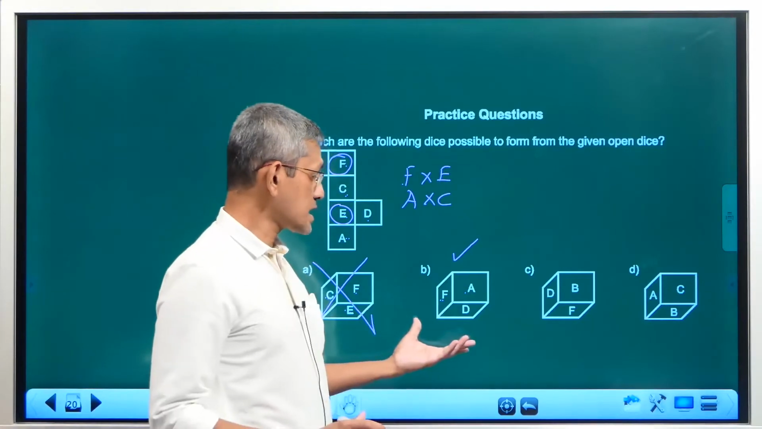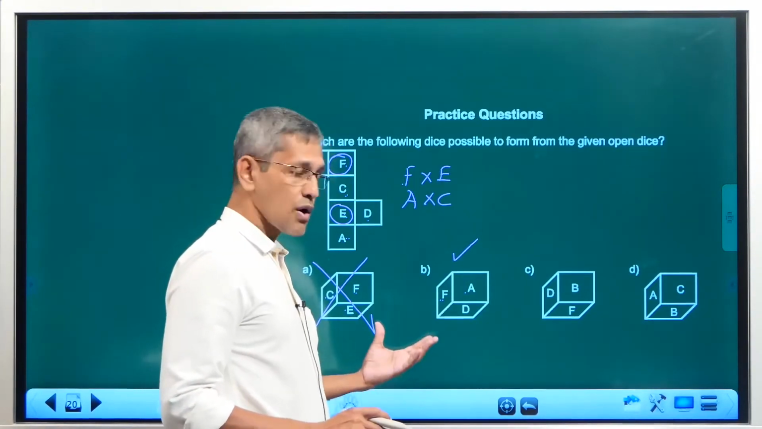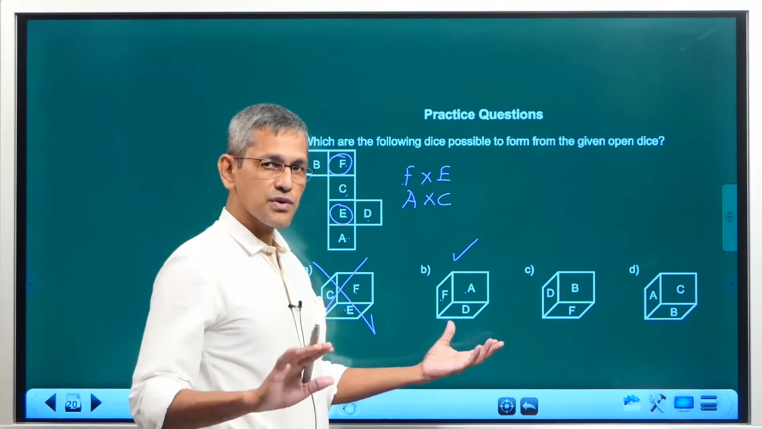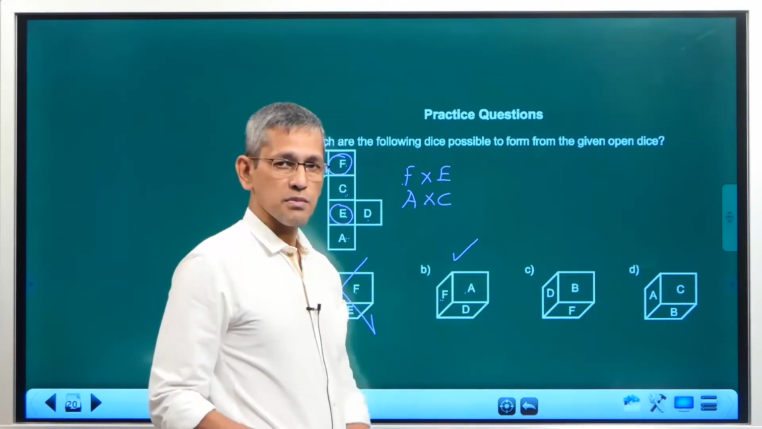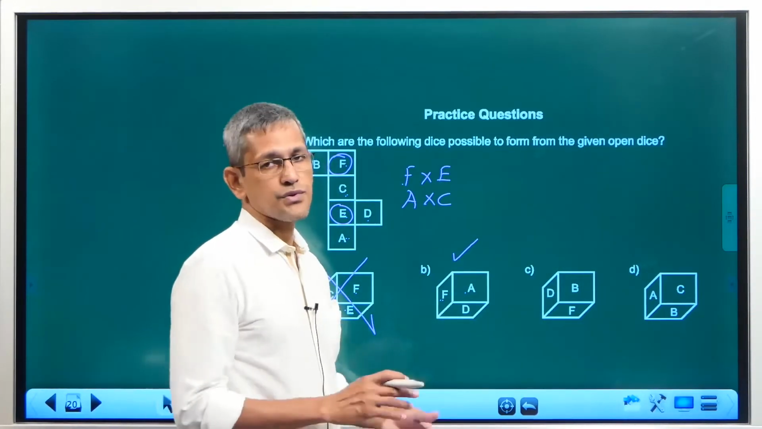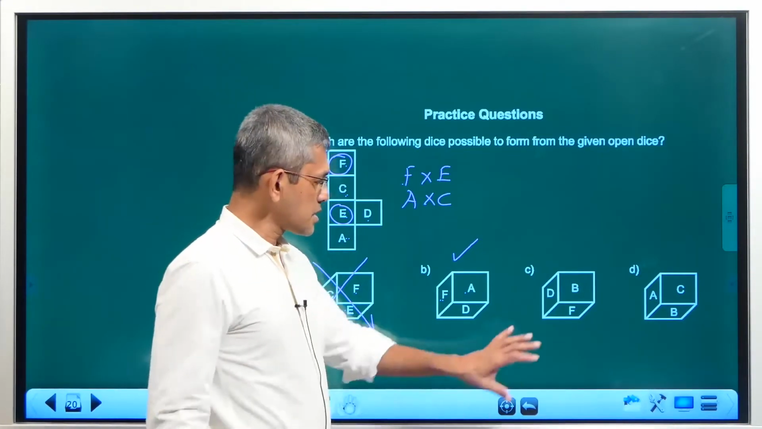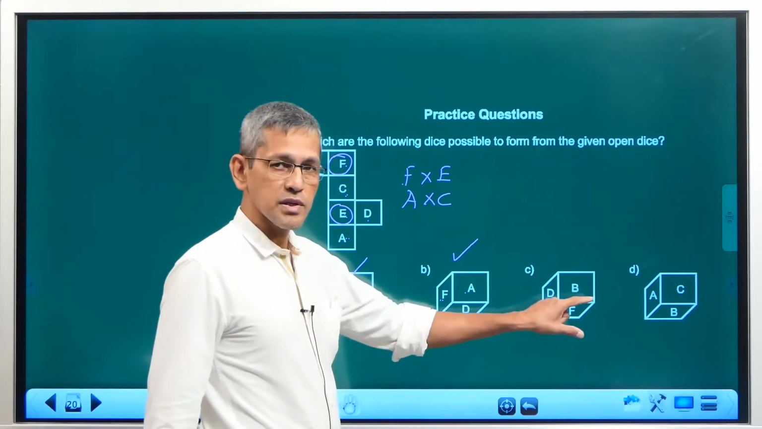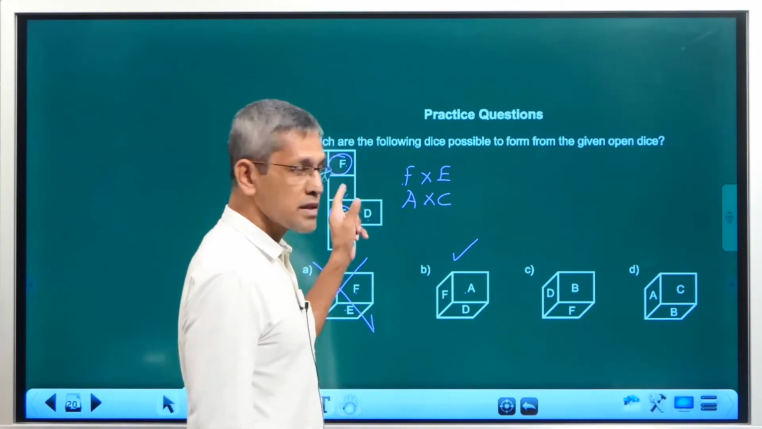Now, if you get an answer, and you don't have confusing answer choices like A or B, or B and C, then there's no need to go for the next answer possibilities. You got the answer, end of the story. But for practice purposes, classroom practice purposes, let's take a look at the other two images as well. Is it possible to form these two images from the given open dice?